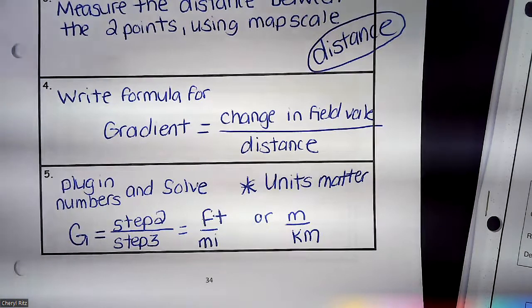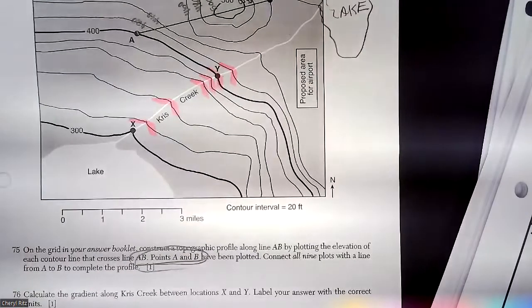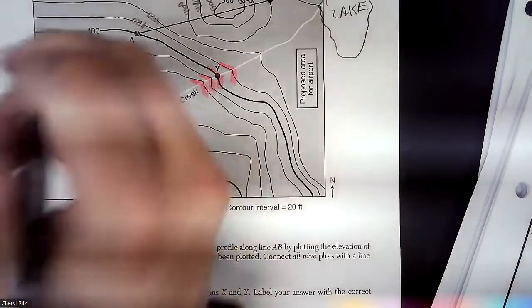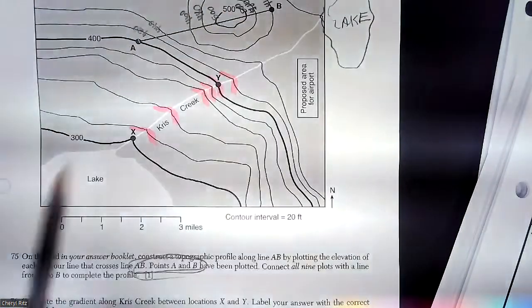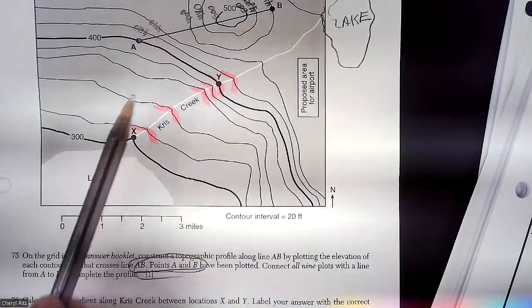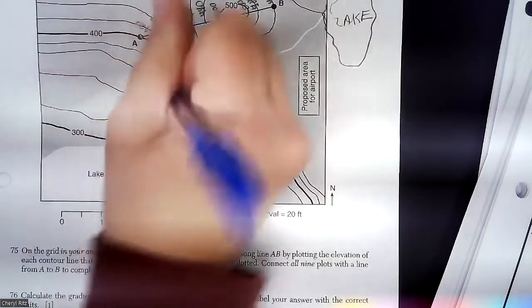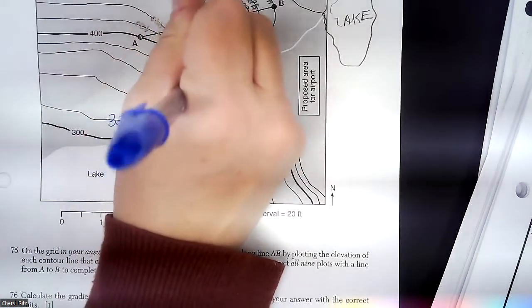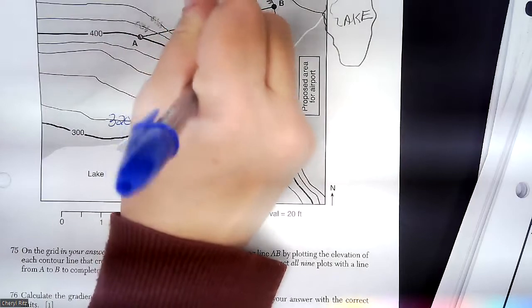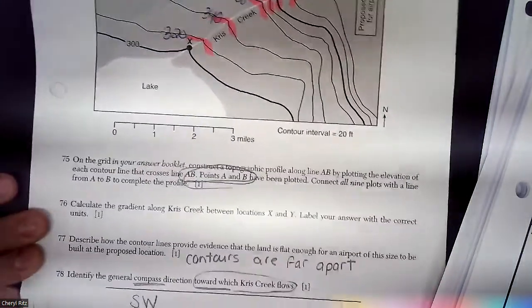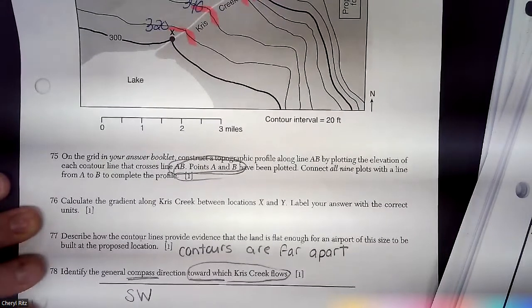Let's try one of these. We have the one we were just working on, page question 76. Step 1, determine the contour interval and write it in for each line. So 300, what's the next line up past X? Okay, remember they counted by 20: 320, 340, 360, 380, 400. Okay, perfect. So step 1 is to determine the difference between those.